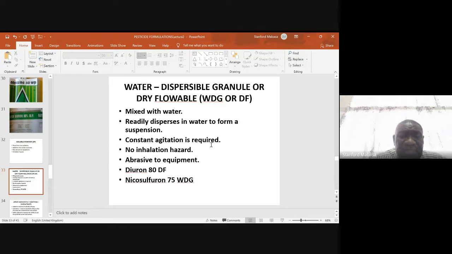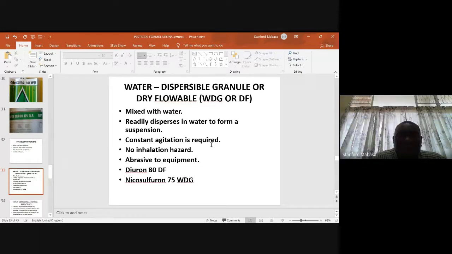We've got two herbicides which are formulated as one. We have diuron, which is formulated as DF, dry flowable. We have got nicosulfuron, which kills chamfer grass in maize, is sold as a granule, as WDG, water dispersible granule.